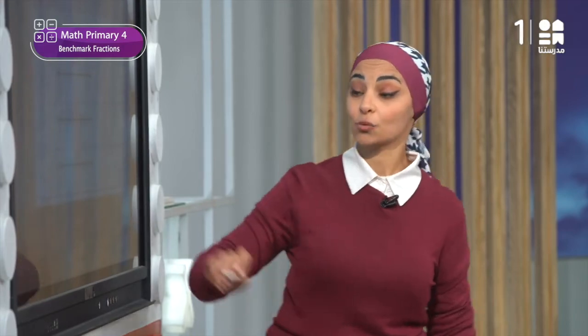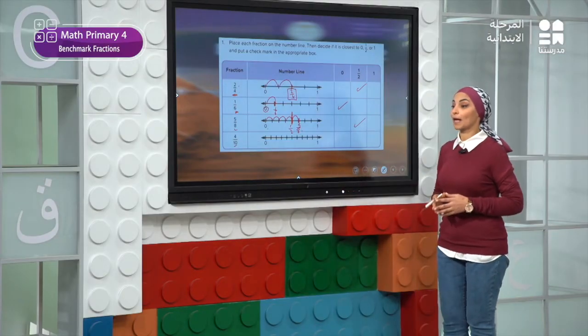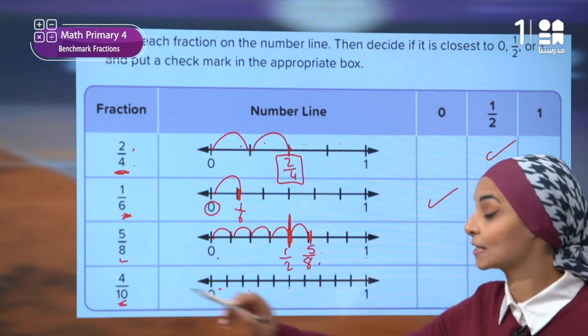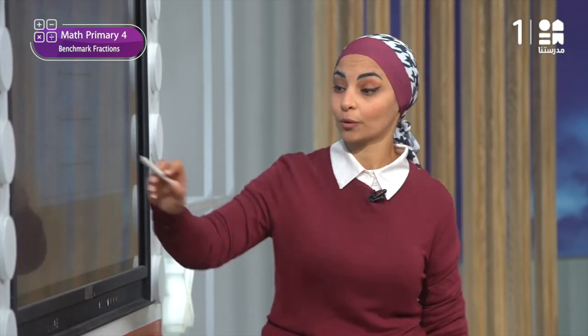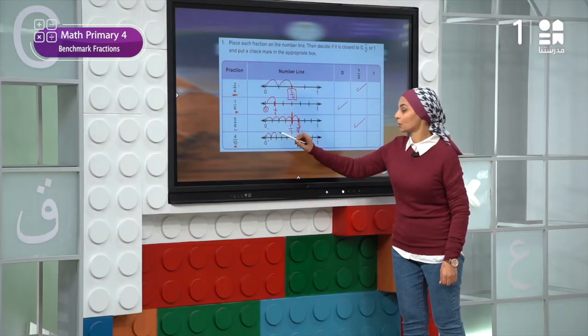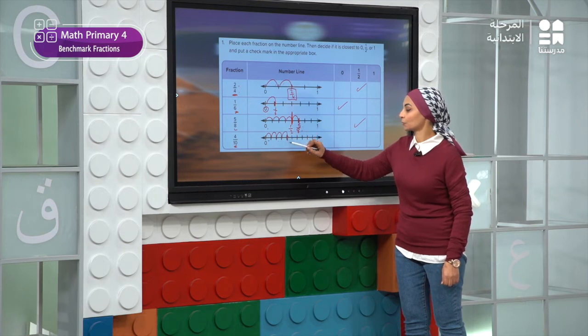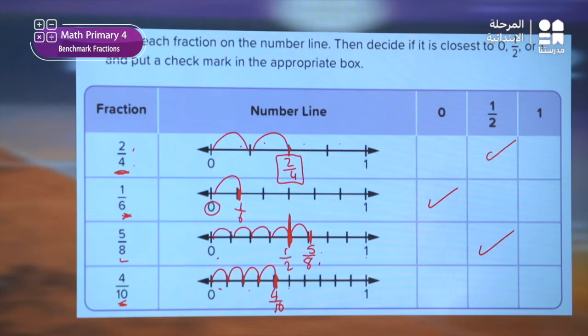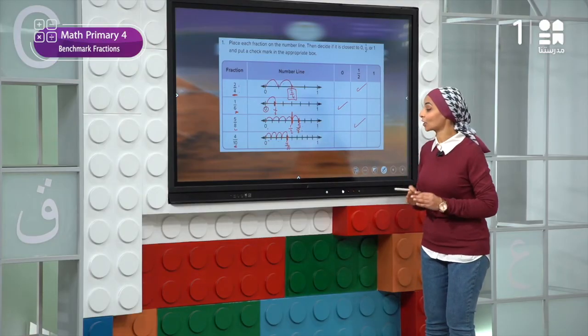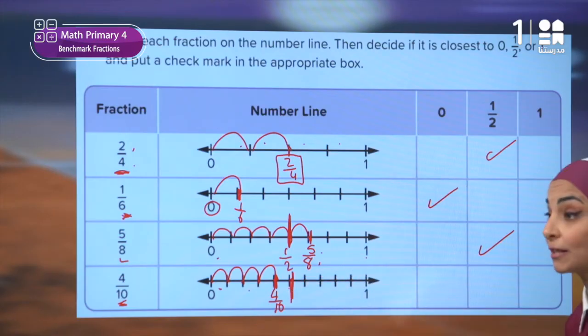Okay, let's see the last one, which is 4 over 10. As we can see, 4 over 10 means that the number line is divided into 10 parts because the denominator here is 10. I want to show 4 parts out of 10. Let's count all together: 1, 2, 3, and 4. So I'll put my mark here at 4 over 10, right? Which benchmark is 4 over 10 closest to? Yes, the mark is very close to the middle here, so I will put it at the half.